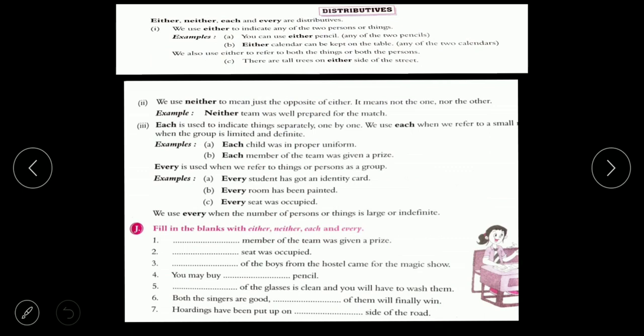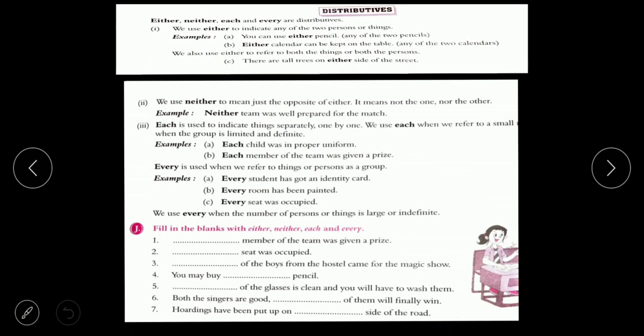There are tall trees on either side. There are tall trees on either side of the street. We use neither to mean just the opposite of either. It means not the one nor the other. Neither team was well prepared for the match.